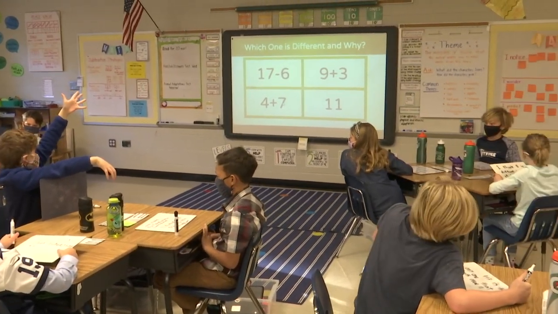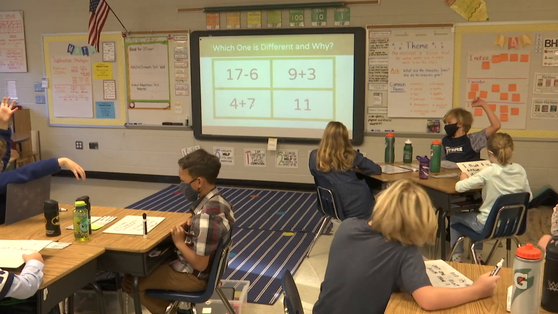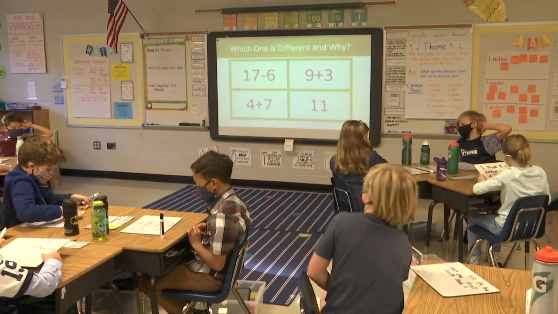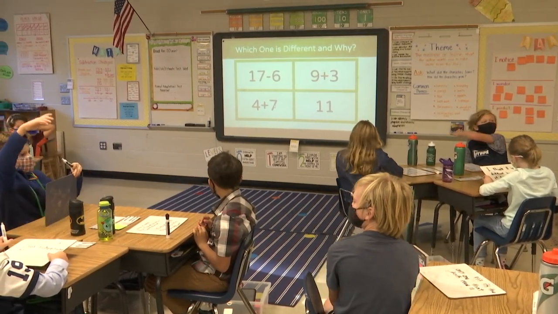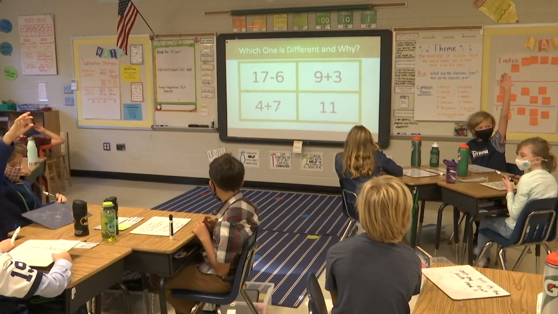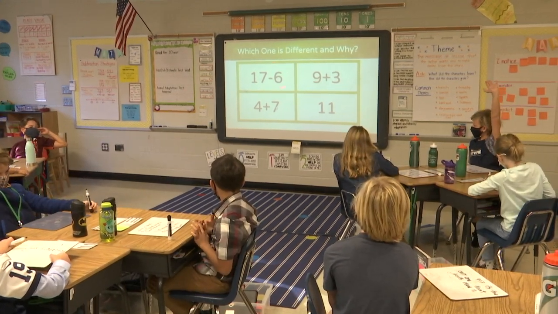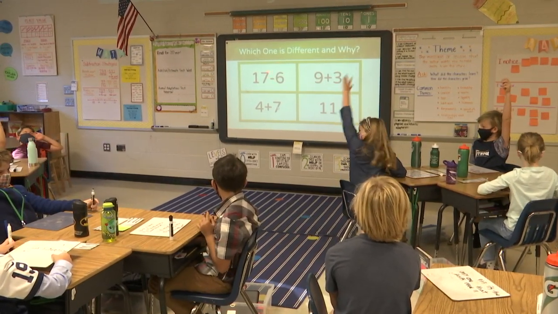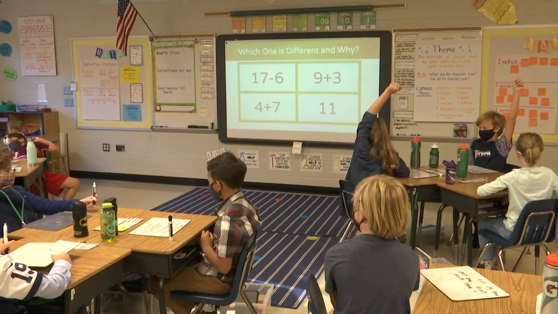Jalal? I think they all equal 11, and 3 elevens on the bottom. Ooh, okay. So I'm going to challenge you with that. Which one is different and why? 17 minus 6. What does that equal? 11. Bree? That equals 11.